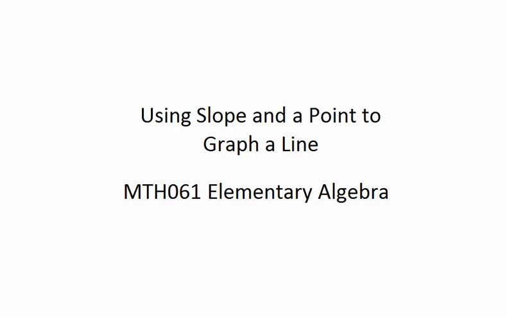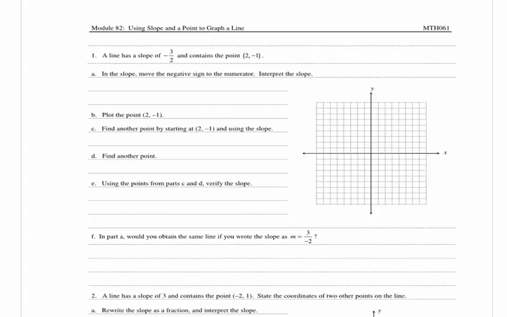In this video, we're going to be using slope and a point to graph a line. In 1, it says, a line has a slope of -3/2 and contains the point (2, -1). In A, it says, in the slope, move the negative sign to the numerator and interpret the slope.